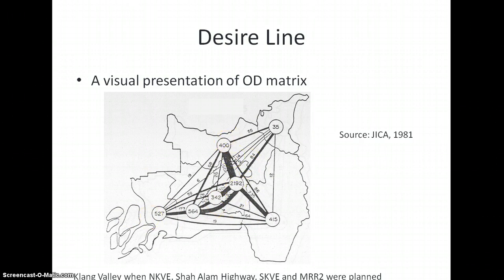This one was actually produced in 1981. During that time, we had only one highway between Kuala Lumpur and Klang. Because of this thick line, in 1981 we planned another 3 highways parallel to the Federal Highway: the North Klang Valley Expressway, or NKVE, the South Klang Valley Expressway, SKVE, and the Shah Alam Highway. Now the NKVE and the Shah Alam Highway are completed, but the South Klang Valley Expressway is still under construction.